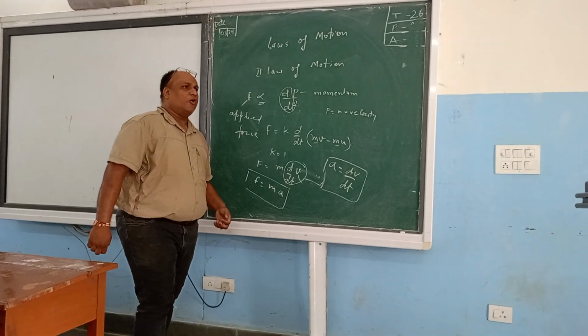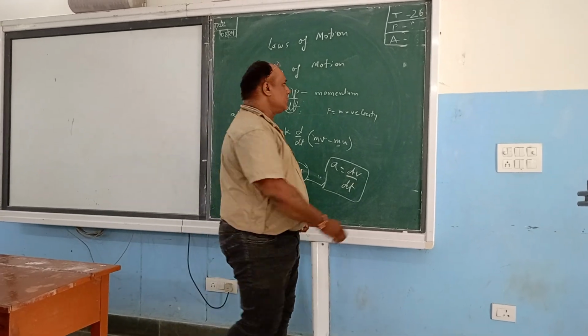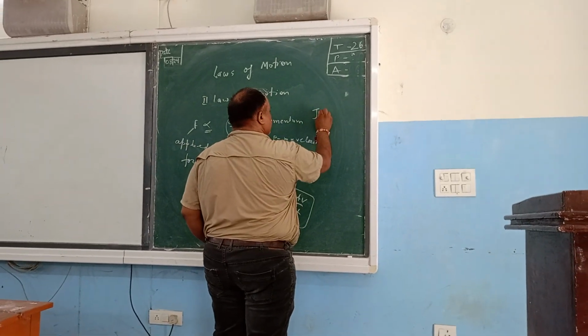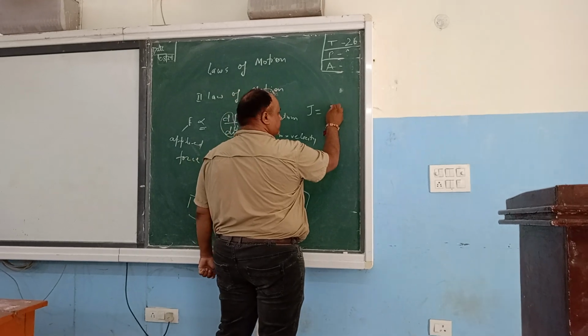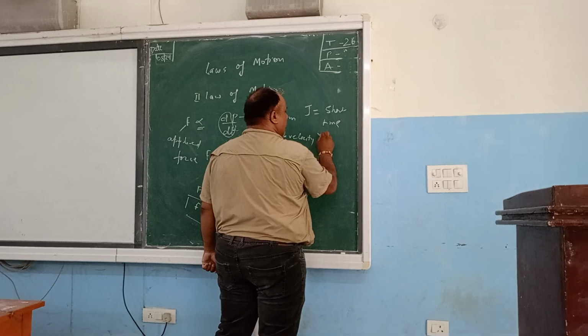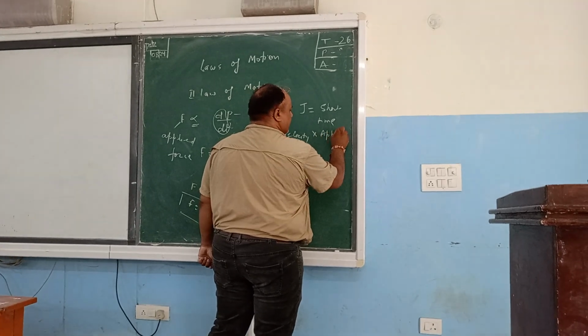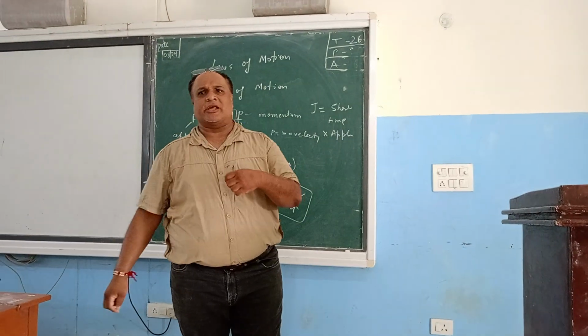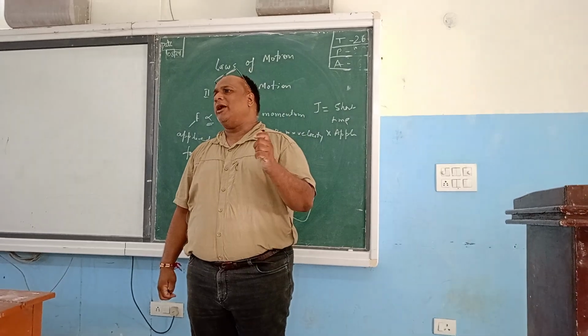With the help of the second law of motion, we can define the impulse. That means J is equal to the short time interval into the applied force. Clear? That means we have to apply maximum force for a short time interval.